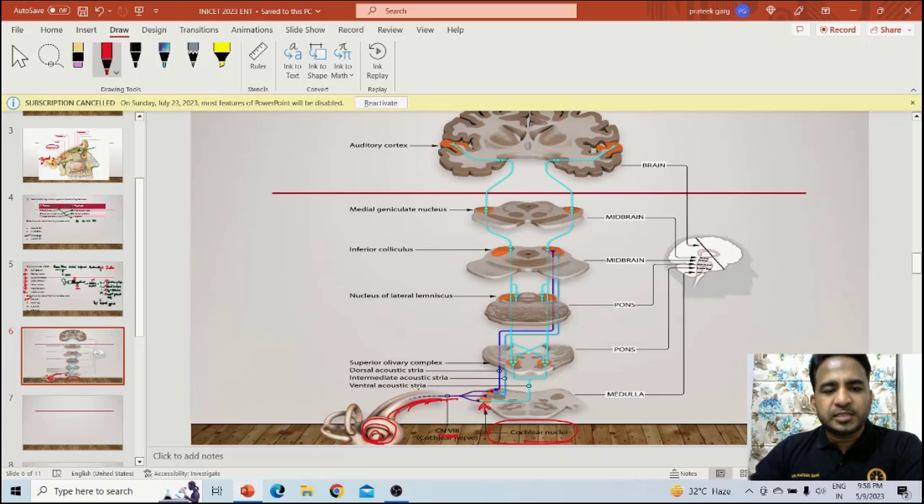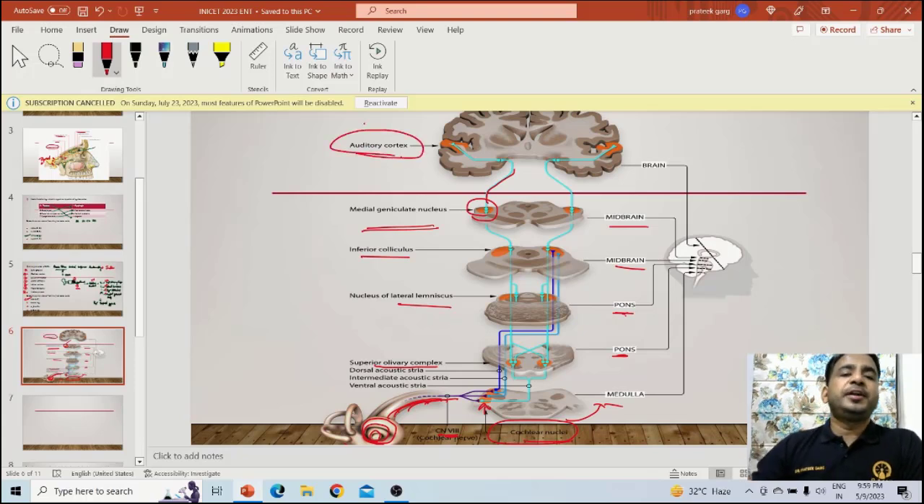From the cochlear nucleus, it goes to the superior olivary complex, then to the lateral lemniscus, which is a part of the pons. The superior olivary complex itself is present in the pons, and the cochlear nucleus is present in the medulla. So from the medulla it goes to the pons, where the superior olivary complex and lateral lemniscus lie. From the lateral lemniscus it goes to the midbrain, which consists of the inferior colliculus and the medial geniculate body, and from the medial geniculate body fibers go directly to the auditory cortex. The auditory cortex is in the superior temporal gyrus.